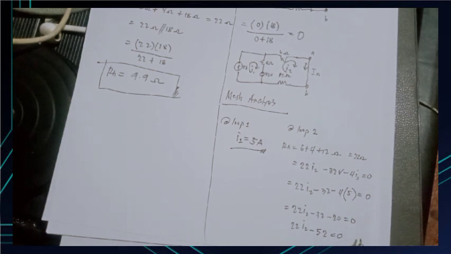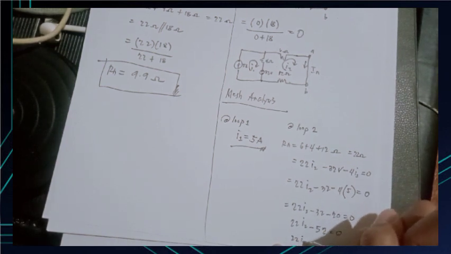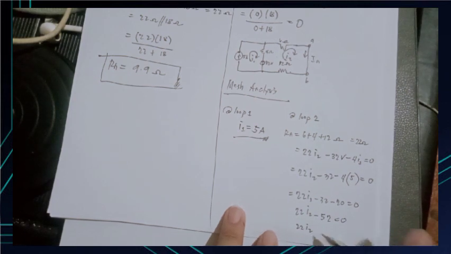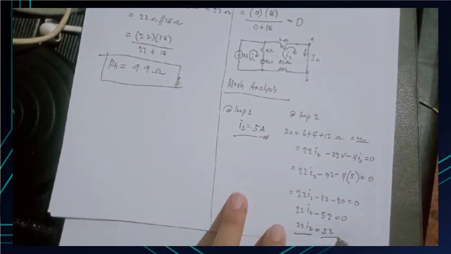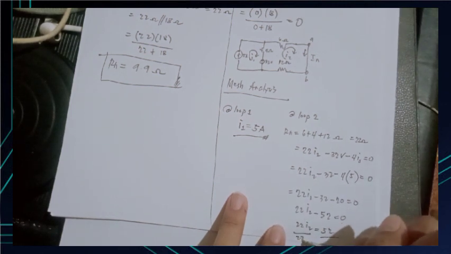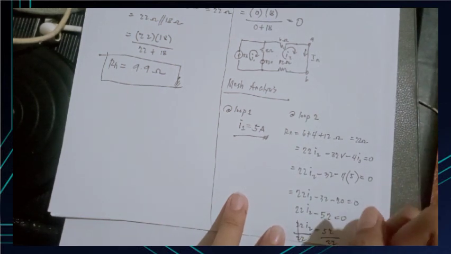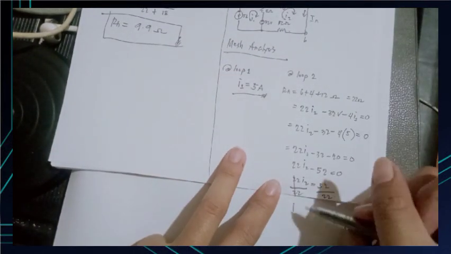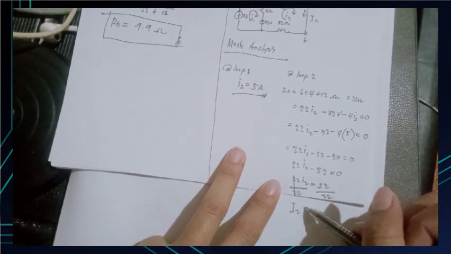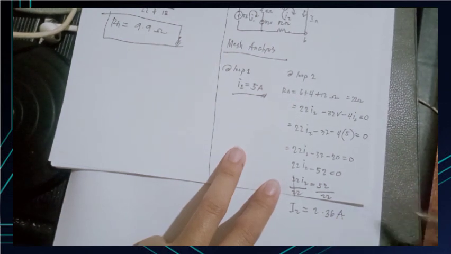So, ita-transpose natin ngayon ang 52 sa kabila. So, magiging 22 I2 is equals to 52. So, i-divide natin ito sa 22 para matanggal yung kasama ng I2. So, makakancel yung 22 or 22. Tapos, ang I2 natin ngayon or ang IN is equals to 2.36 ampere.